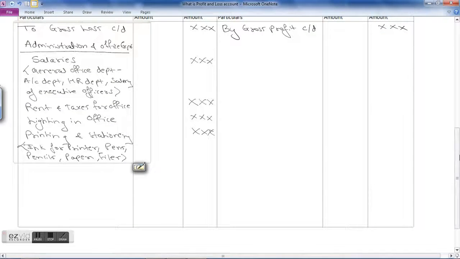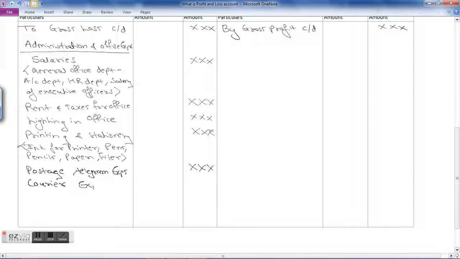Then next, there may be some postage expenses, postage, telegram expenses. Okay, the post or your courier expenses. These are all self-explanatory expenses. Then telephone expenses. Correct? Then there may be some legal fees.